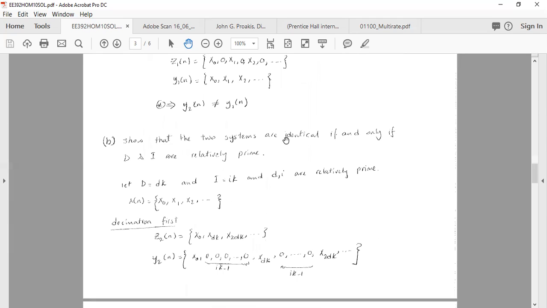B, show that the systems are identical if and only if D and I are relatively prime. Two integers are relatively prime if there is no integer greater than 1 that divides them both. So the common divisor between the two terms is no greater than 1.